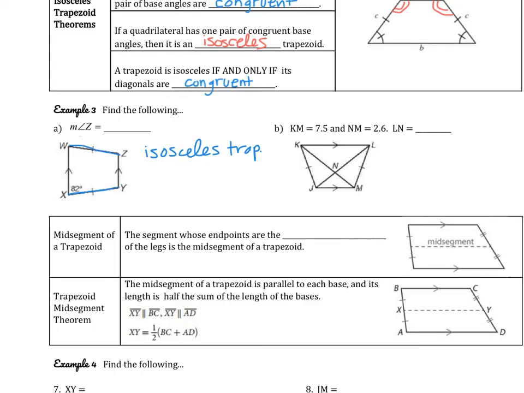So if the two legs are congruent, that means that the base angles are congruent. So angle X is 82, and so this must also be 82. And then we know that these are going to be the same because it's our other pair of base angles. And then we also know that the four should add up to 360.